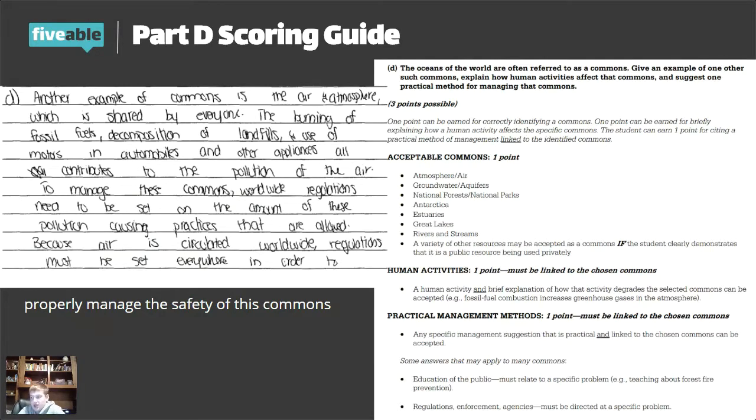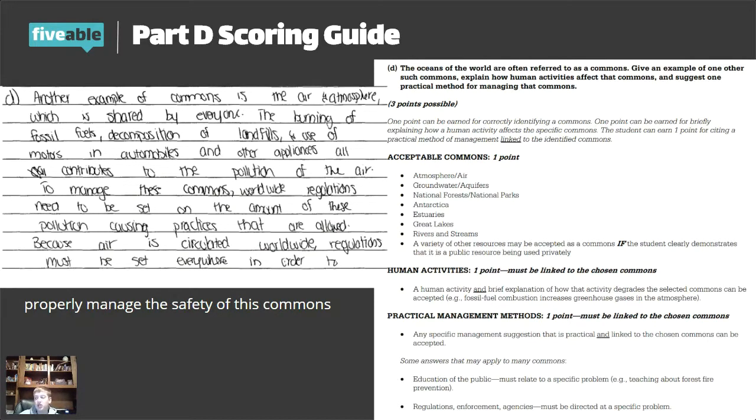So the management methods. They said it must be linked to the chosen commons. So the rubric says any specific management suggestion that is practical and linked to the chosen commons can be accepted. So they had a problem with linking in the last one, but let's see if we can get it in this part. So here are some example answers.